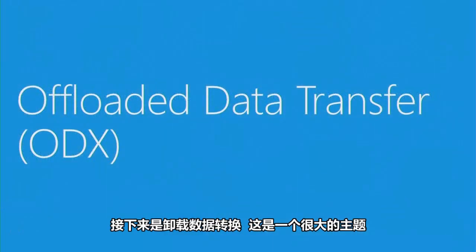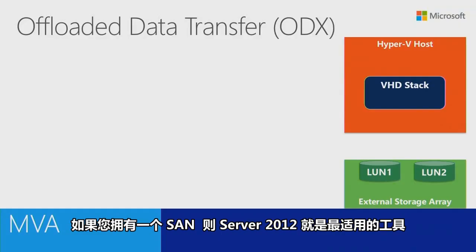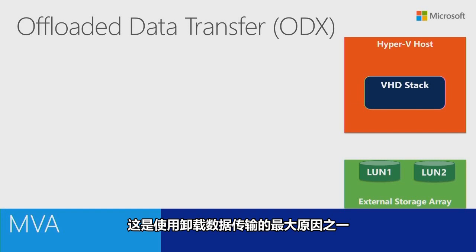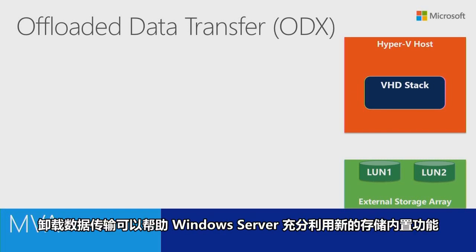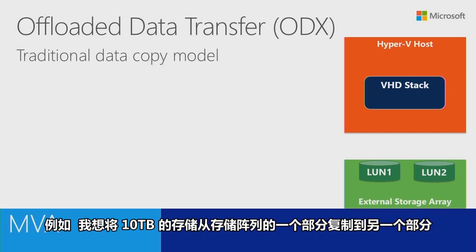Offloaded data transfer. This is a big one. So here's something to remember. If you own a SAN, Server 2012 is simply a no-brainer, full stop. If you own a SAN, Server 2012 is a no-brainer, and this is one of the biggest reasons why. Offloaded data transfer. So let me explain the importance of offloaded data transfer and what this means to you. Offloaded data transfer is really about Windows Server leveraging the key capabilities built into your storage. So for example, say I wanted to copy 10 terabytes of storage from one part of my storage array to another part of my storage array.